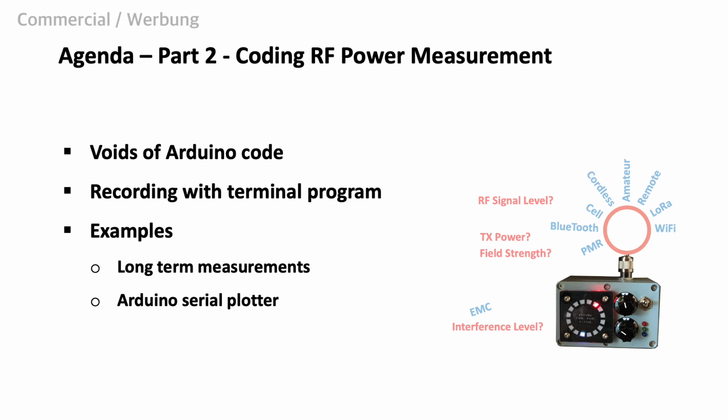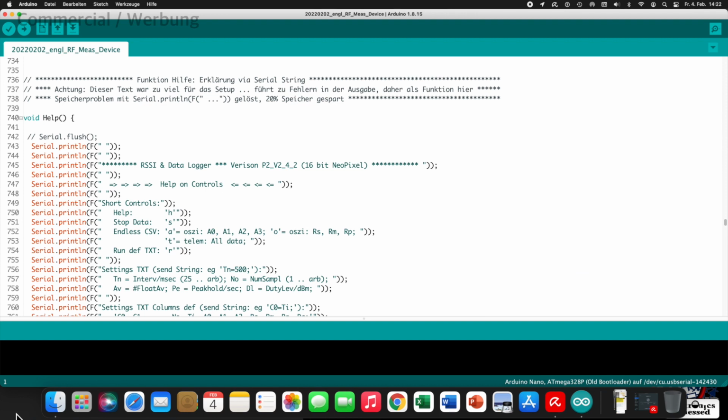In the previous episode, we talked through the definitions, the setup, and the main program loop. Next, we need to cover the voids, which are the functions and the subroutines of our software. The first void creates the help menu. This is pretty obvious looking at the code here. There is nothing special about this one.